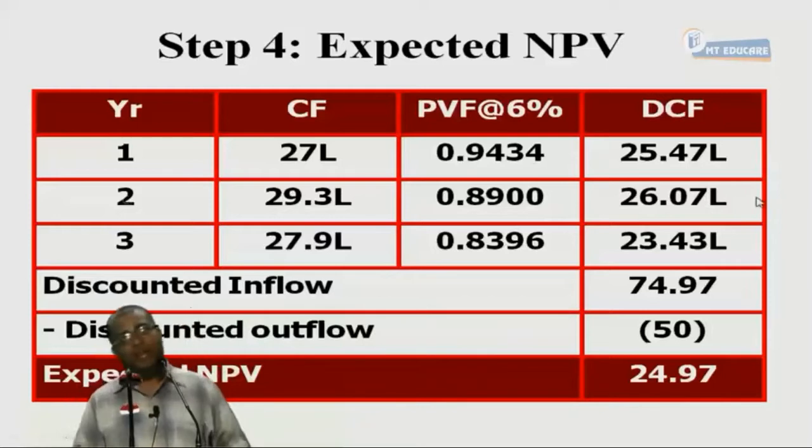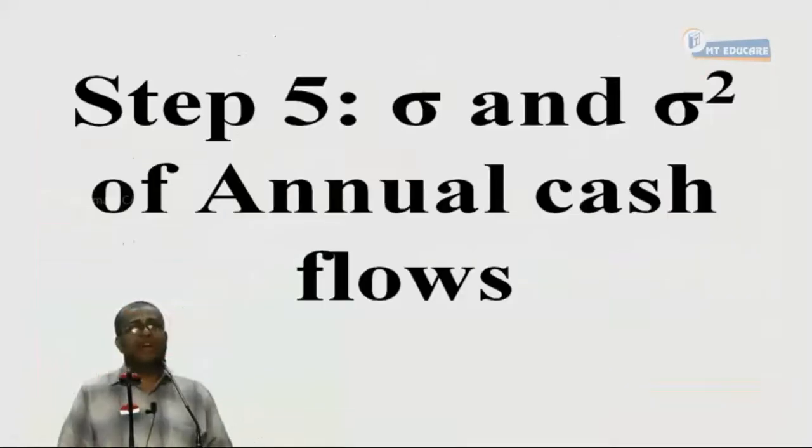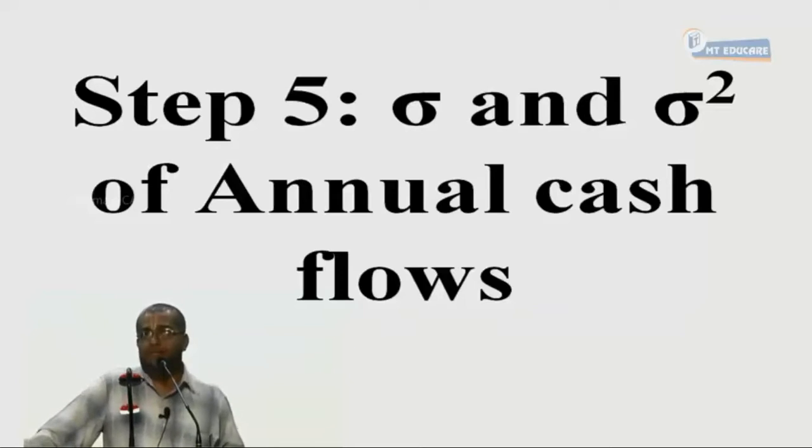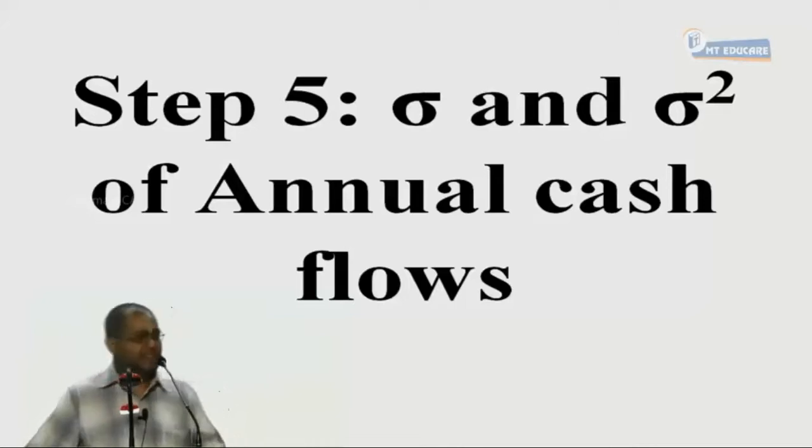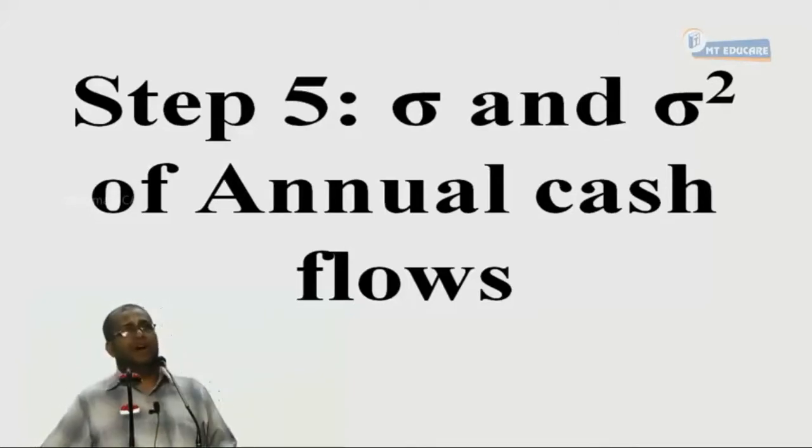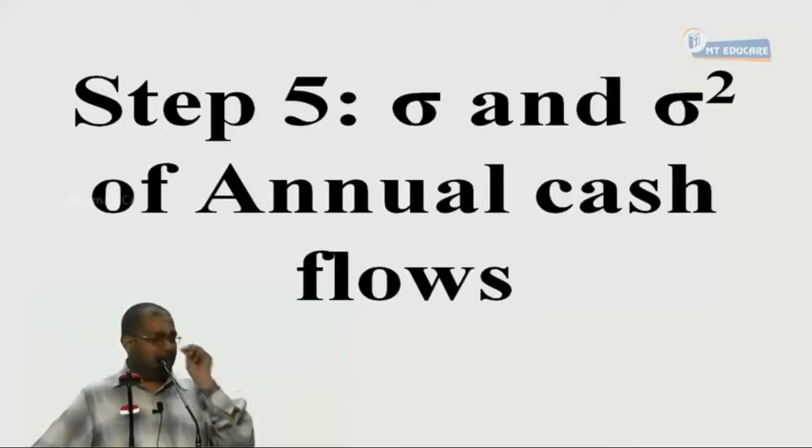Now, next step. Step 4 or step 5? Step 5. Calculation of sigma and sigma square. Sigma square means what? Variance. Okay, standard deviation and variance. Calculation of standard deviation and variance of annual cash flows.